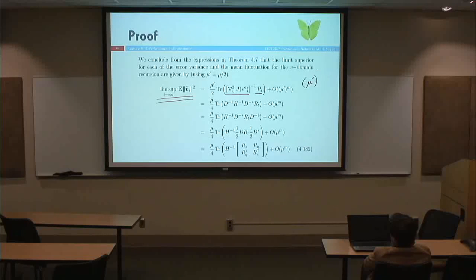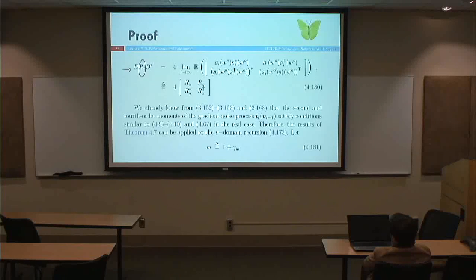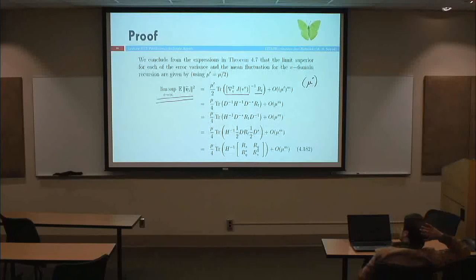And then remember, it was 1 plus gamma m, which I'm just calling m to simplify notation, okay? Some power m here, which is larger than 1. Of course, mu prime to the m is simply mu to the m, okay?